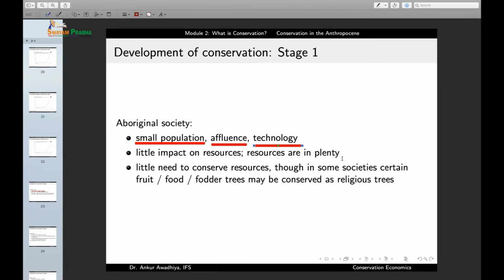So in those days, even if there were some people who wanted to have more and more resources, the technology was not present to enable them to extract these resources from the environment. So the P was less, A was less, and T was less. And so there was a little impact on resources, and the resources were in plenty. There was hardly any need to conserve the resources, though in certain societies, certain fruit or food or fodder trees may have been conserved as religious trees.